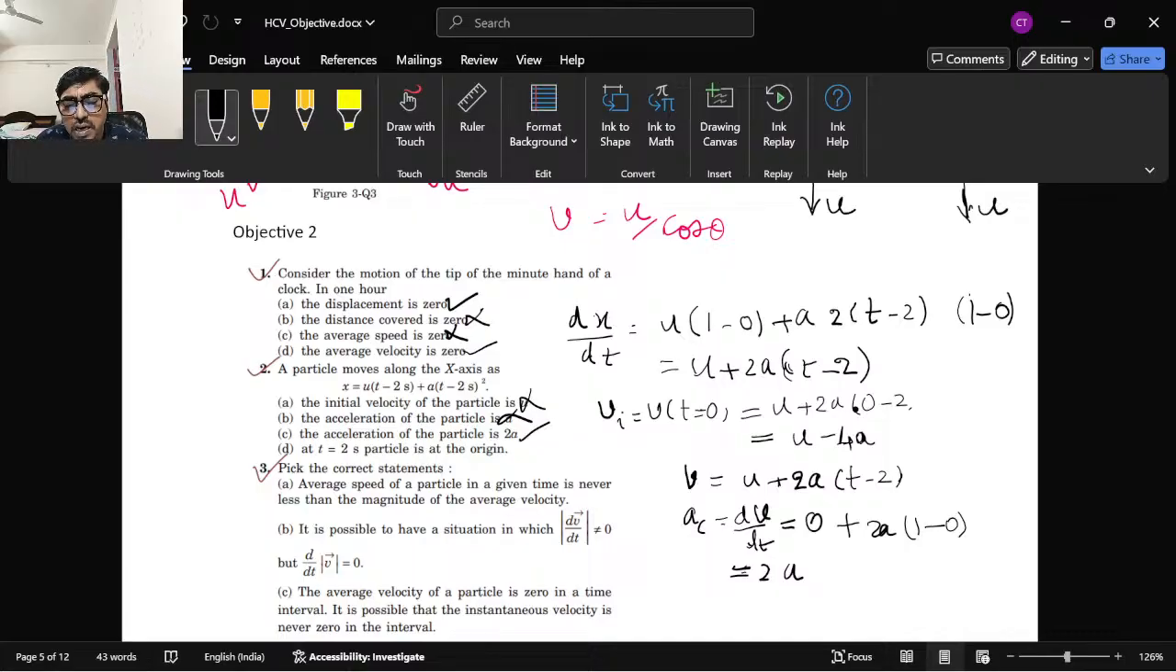And at t equal to 2, the particle is at origin. At t equal to 2, the particle is at origin. So put t equal to 2 here. t equal to 2 meaning this is 0, this is 0, this is 0. Overall 0, meaning x is 0, correct. Substitute t equal to 2 seconds and see where it is.